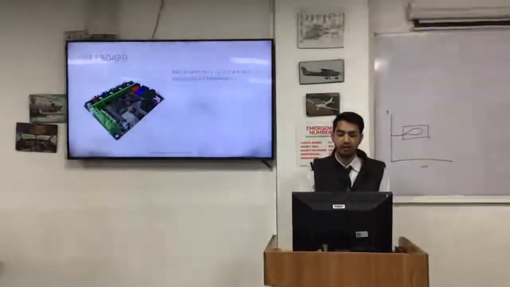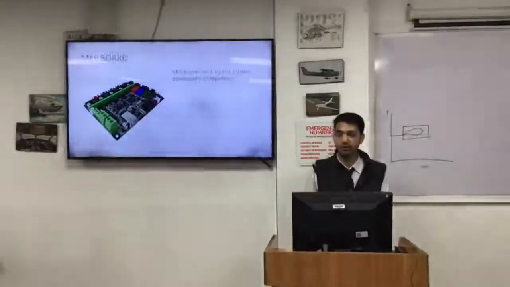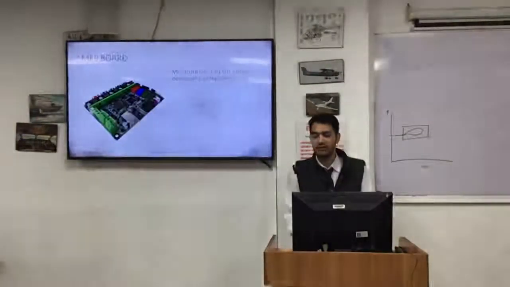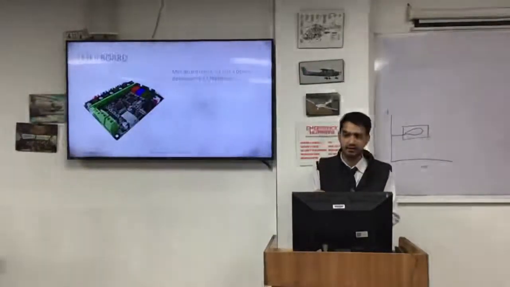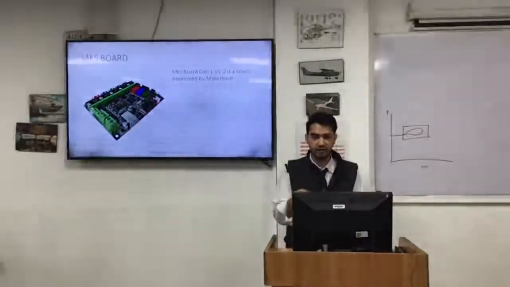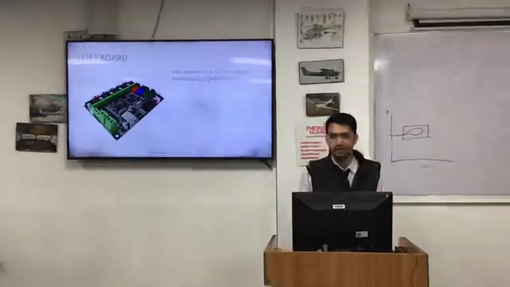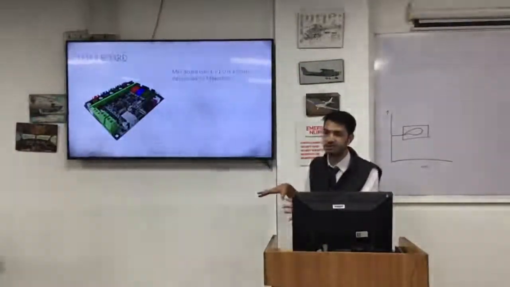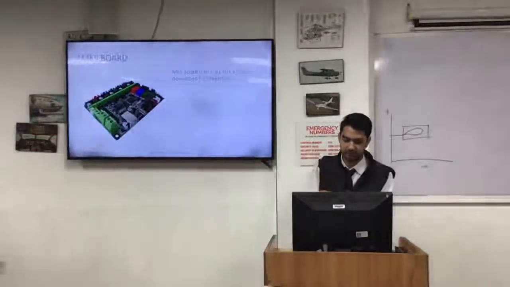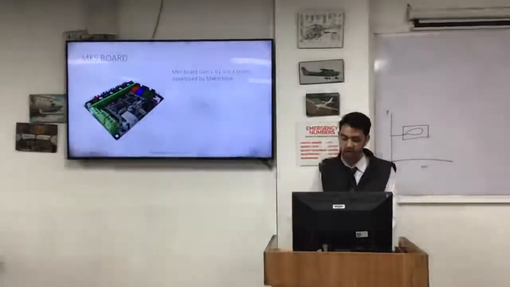MKS board. MKS board generation L version 1.0 is a board developed by MakerBase. It was created before we had Arduino and CNC Shield. They were used differently and we had problems like overheating. The drivers that we use would burn. So the MakerBase company created a board that embedded both these things into a single structure, and we have the MKS board.